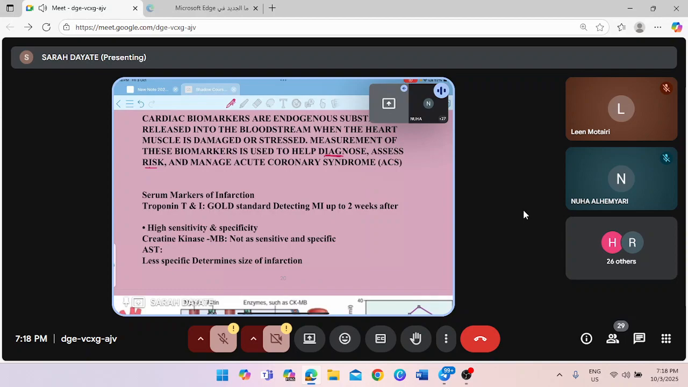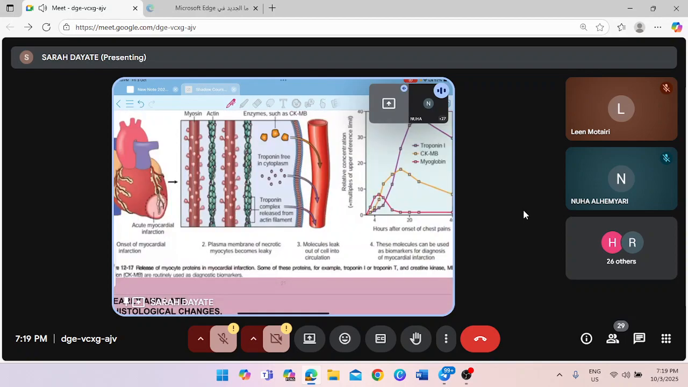The most common biomarkers are troponin T and I. They are considered the gold standard for detecting MI up to 2 weeks. They have high sensitivity and high specificity. And we have creatine kinase. It's not specific; it's also present with muscle disease. And we have AST, which is less specific and determines the size of the infarction.